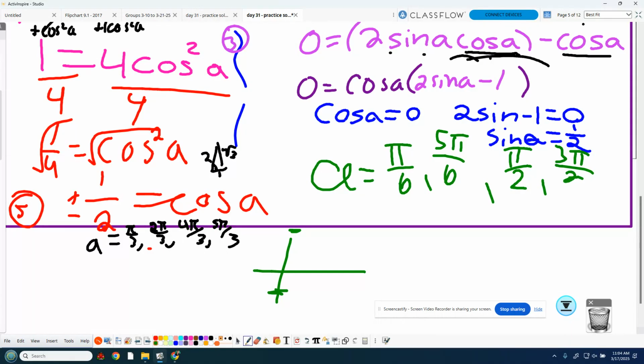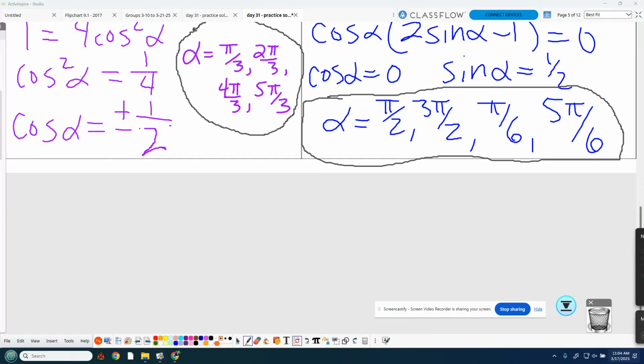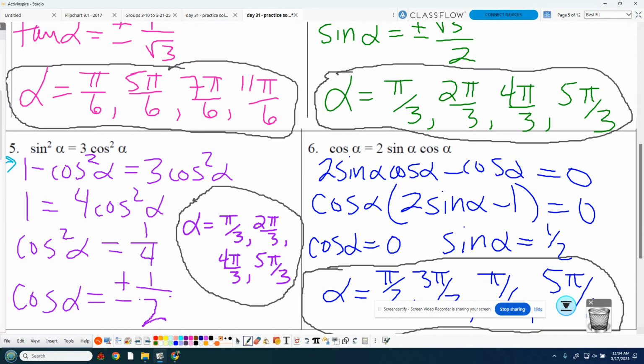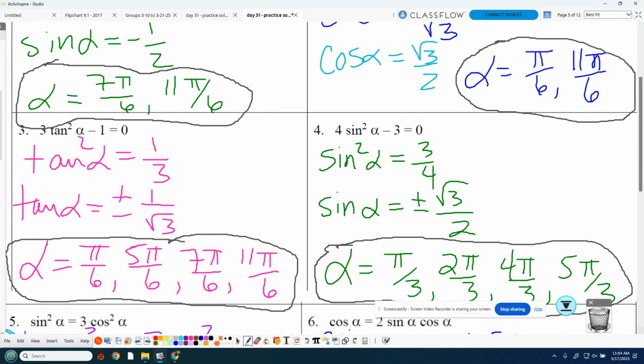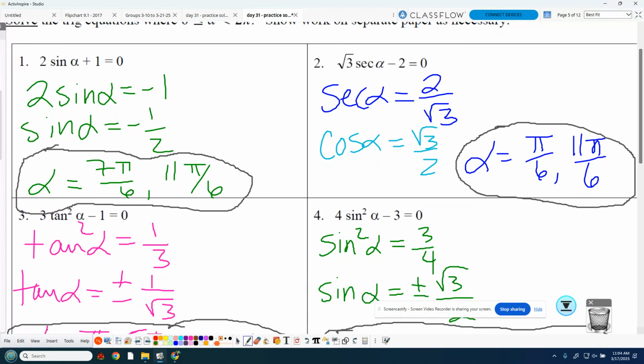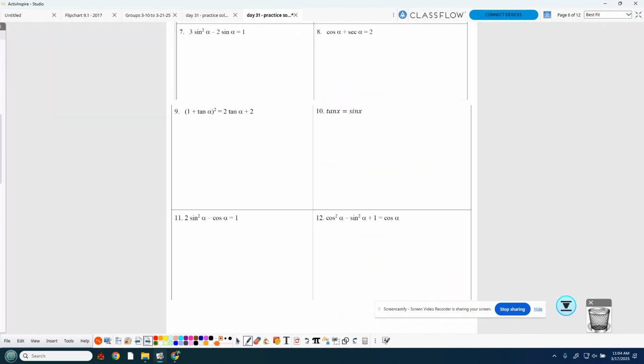All right, there's the first 6 that you were supposed to have done for homework. Any questions on these? Okay. Can you work on the back? And I will hand out the review sheet. The front page of the review sheet is homework.